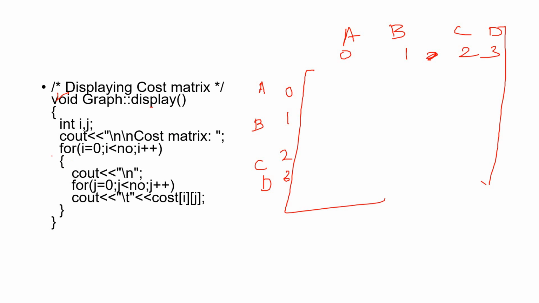Okay. So that's why I have used 2 for loops here. The first for loop will work for rows and the second for loop will work for columns. Okay.